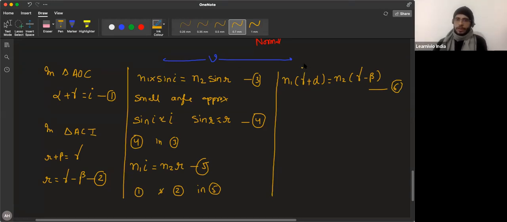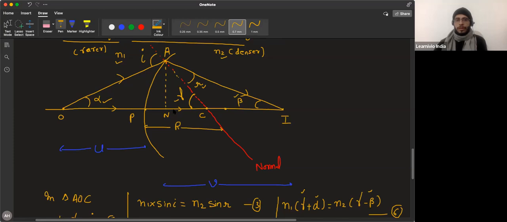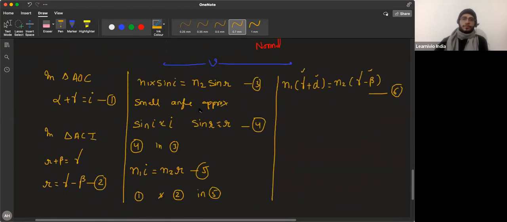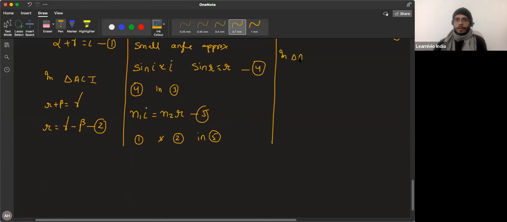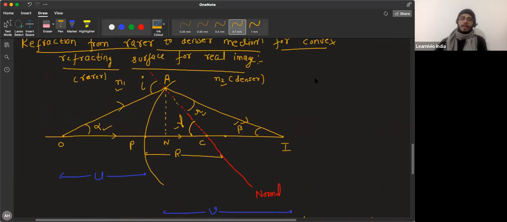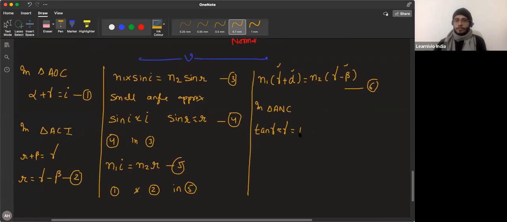Now, I need the values of gamma, alpha, and beta. To get the values of these, I can use these triangles. Like I'm using triangle ANC, this right angle triangle ANC. In triangle ANC I need tan gamma. Angles are small, so tan gamma will be equal to gamma only. Ahmed, tell me, how much is tan gamma in this triangle ANC? I need the expression in terms of ratio of sides. AN by NC, right? Perpendicular upon base. So it's AN by NC.